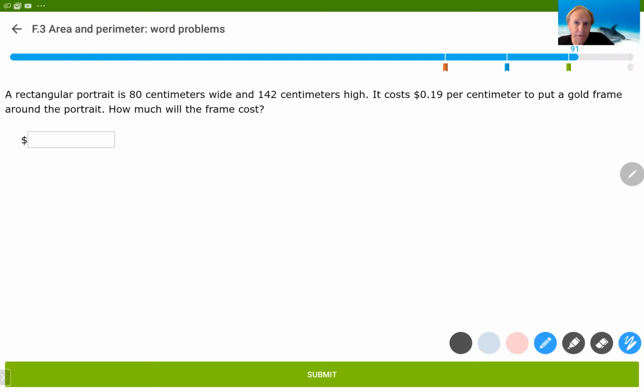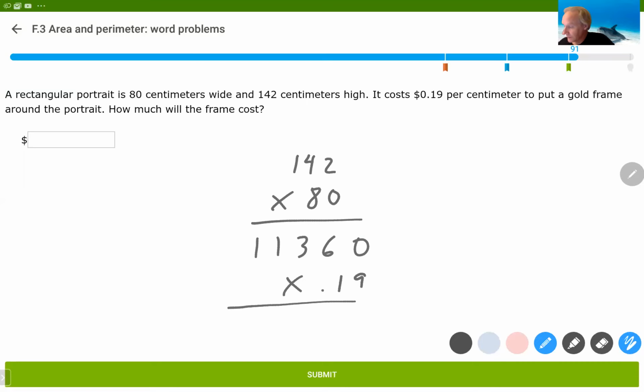Wide by 142, and we want to frame it. So it's 142 by 80. And shall I do it in my head? I might as well. 6, 3, 11. And we're going to cost 19 cents per centimeter. I'm not going to multiply that one in my head. Check my multiplication. Yeah. Times 19 cents. 21.58.40. Wow. That's an expensive little deal there. Okay.